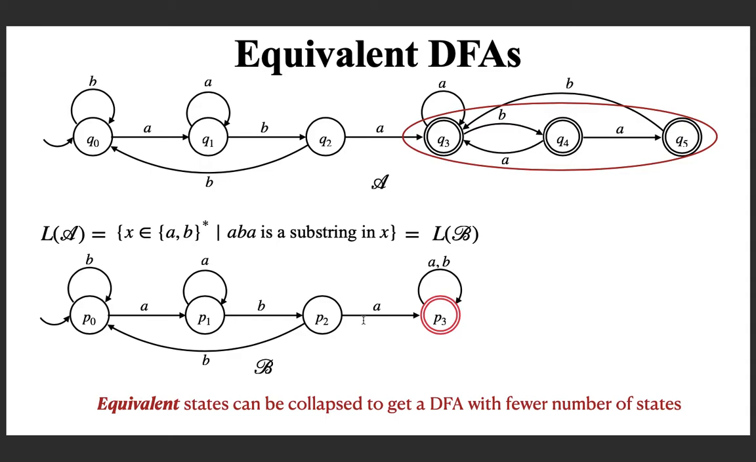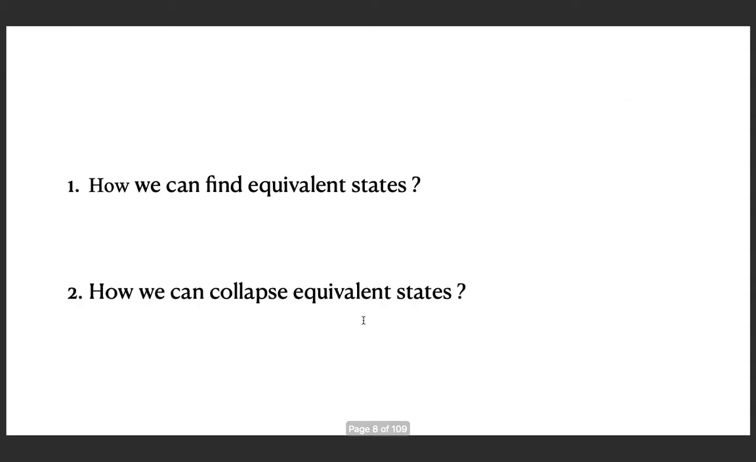Now, the question is, how can one use an algorithm to find whether two states are equivalent or not? And if you find it, then how can you collapse them? These are the two interesting questions: how we can find equivalent states and how we can collapse equivalent states.